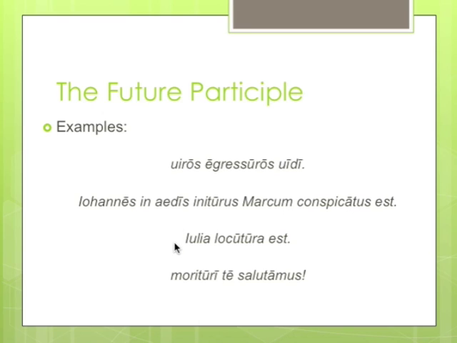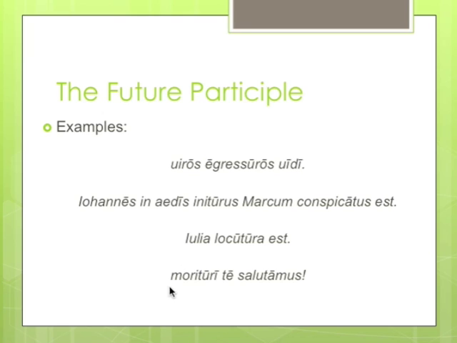Here is another example. Julia locutura est. Julia is about to speak, or Julia is going to speak, or Julia is on the point of speaking, or Julia is intending to speak. Notice how locutura here, being a participle, has to agree in gender, number, and case with Julia, whom it's describing.